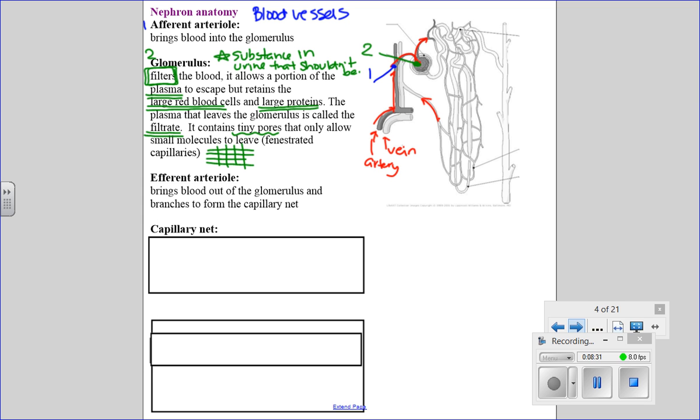So next, we have the efferent arteriole. Now, the efferent arteriole doesn't have a label sticking out of it on your picture. I'm just going to add one. The blood that comes out of the glomerulus is the efferent arteriole. Now, you'll recognize the efferent arteriole because it is the one that starts branching off, and it forms what we call the capillary net.